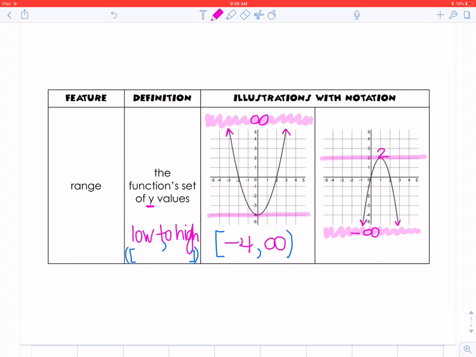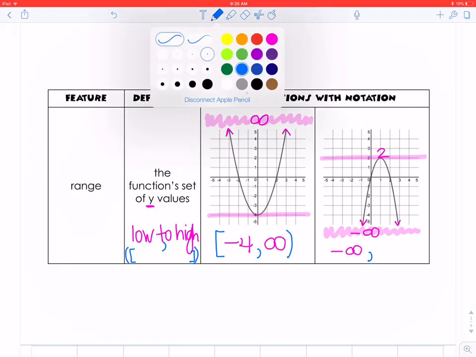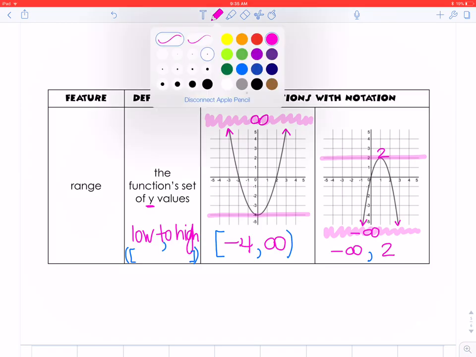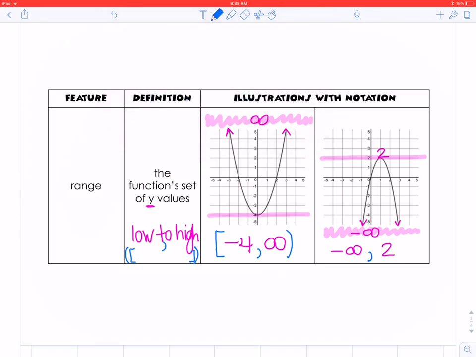Okay, so low to high. Lowest is negative infinity, to 2. We don't use the word to, we use our comma. And then from here to there, what's the very highest? 2. Now, can we stop infinity? No, it goes forever, so open parenthesis. Does our graph actually stop at 2? Yes, that's the highest y value, so square bracket. It is a point on our graph. Negative infinity to 2.